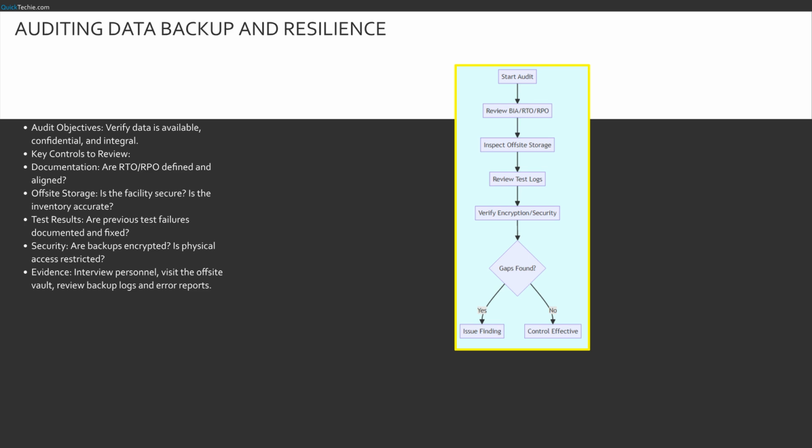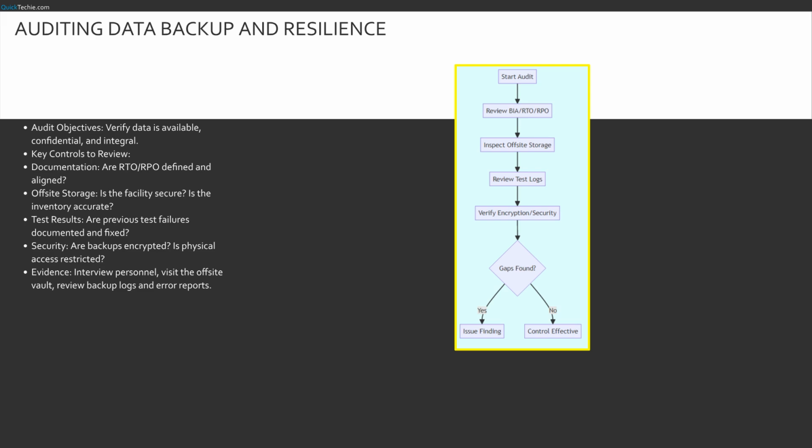Finally, how do we audit this? Your objective is to verify availability and integrity. First, review the documentation. Does the disaster recovery plan match the BIA RTO/RPO targets? Second, inspect the offsite storage. Go there physically. Is it secure? Does the inventory list match the tapes actually on the shelf? Third, review test results. Don't just look for success labels.